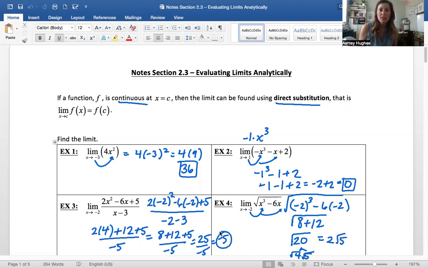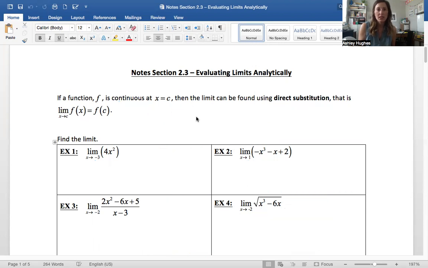So basically in all these situations, you have just a normal looking graph that's continuous. And so at every single c value, the value and the limit equal one another. So you just directly substitute it. So I'm going to clear this and move down to the next section.